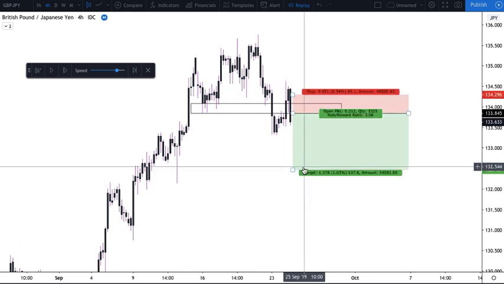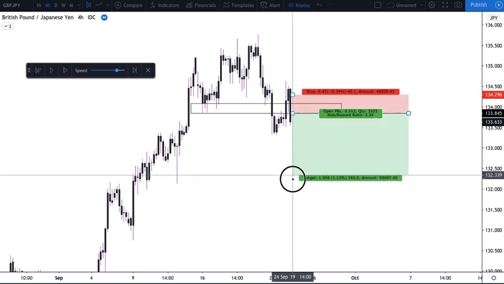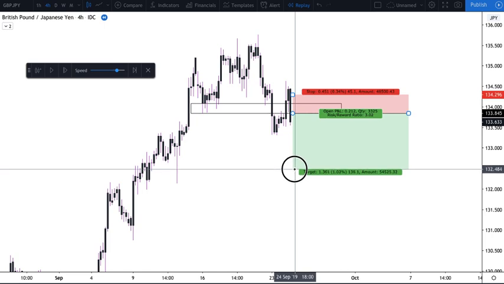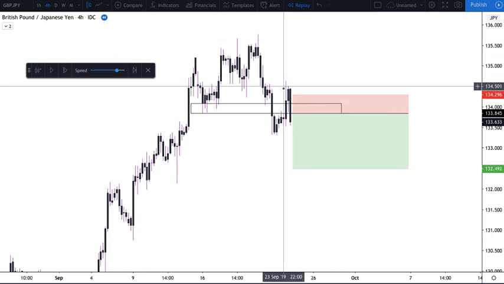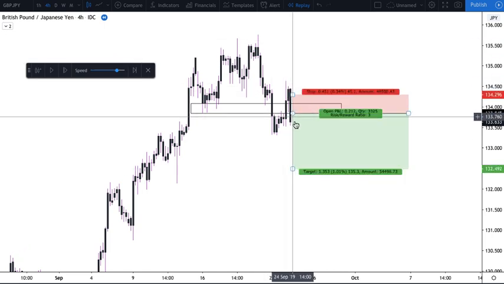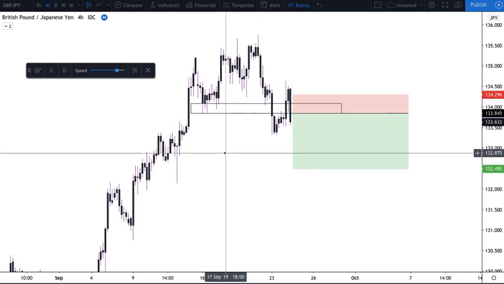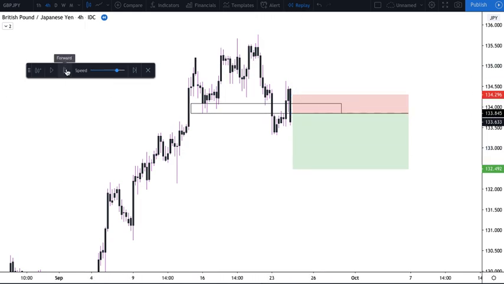All right, guys. So remember, you can make it minimum 1 to 2, but in this situation, I'm going to make it 1 to 3 because I've identified the overall trend in the market, which is bearish, and I've identified this to be the retracement, and I'm looking for the next impulsive move to occur. So let's see how this plays out.